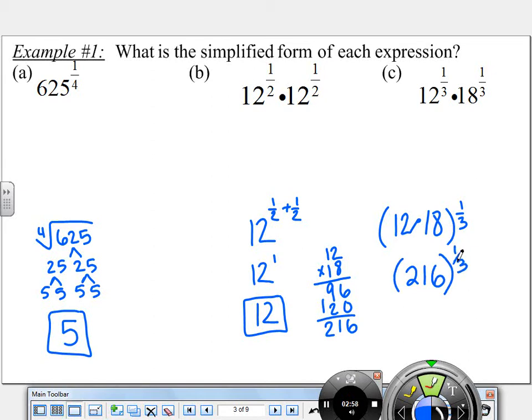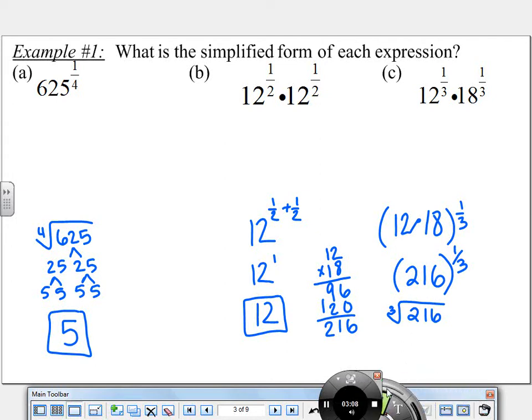Now that may look simplified, but you have to ask yourself, do you know what 216 to the 1/3 power is? Which really means the cube root of 216. And if we break down 216, it turns out that there is a group of 3 6s. So 6 would be the cube root of 216.